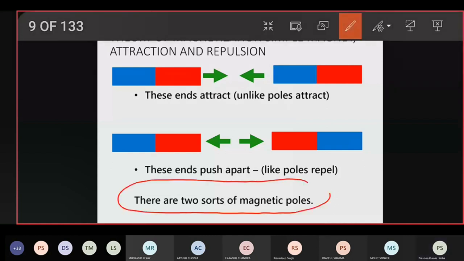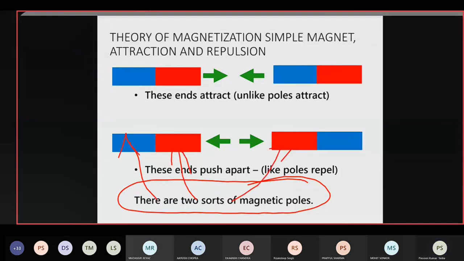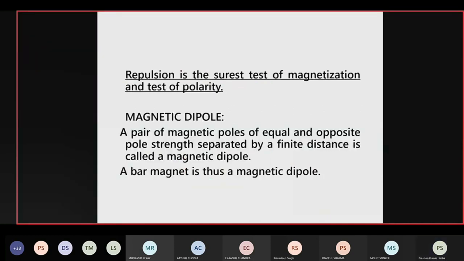Read it. There are two sorts of magnetic poles. We have this pole and we have this pole, red and blue. See here, we are not talking about north and south. We are talking about two kinds of magnetic poles, red and blue poles. Because it is aligned in a given manner that we call the red end of the magnet to be the north pole.